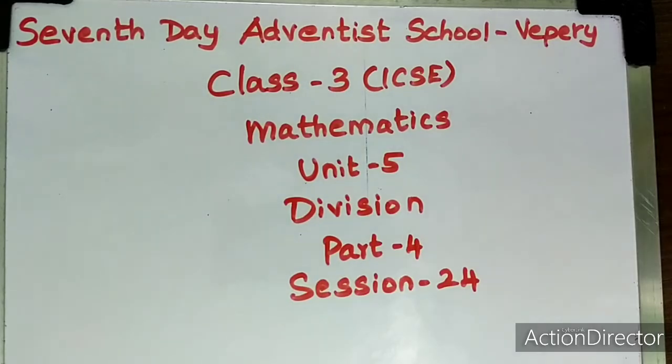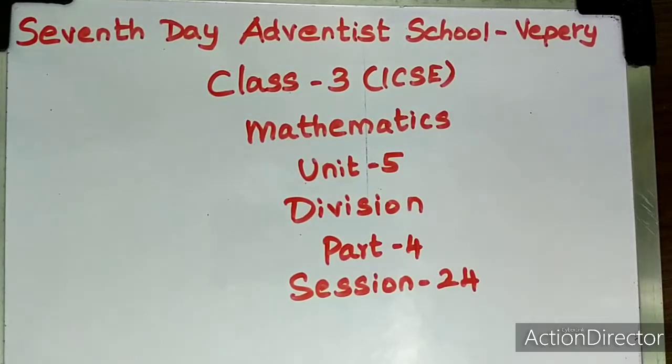Amen. Yes, children, so today we are going to continue with division. Last class we studied the multiplication fact and division fact, and we even studied how to find the missing number, that is how to find the quotient, the divisor, and the dividend. To find the dividend, what is the formula? Dividend is equal to quotient into divisor. If you multiply quotient and divisor, you will get the dividend.